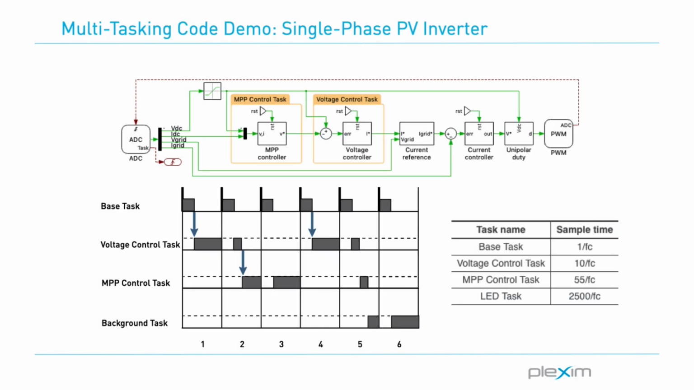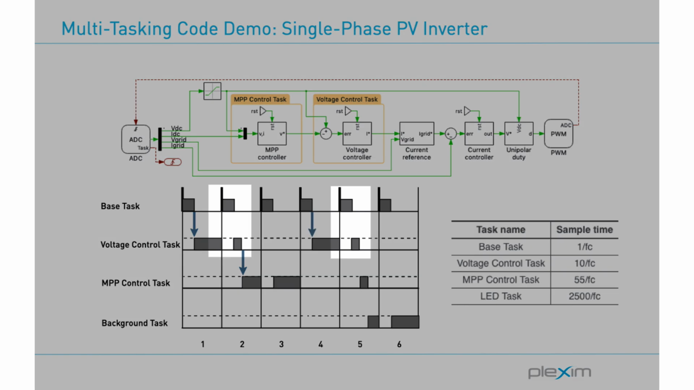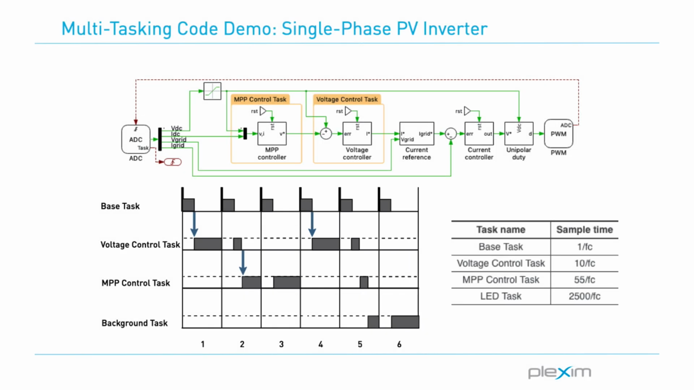I should mention that the figure is simplified for visual clarity and does not represent the real circuit. In reality, the voltage task is 10 times the sample time of the base task, but not so in the figure. Note that any higher priority task can interrupt a lower priority task. In this case, the base task can interrupt the voltage control task, which can then interrupt the MPP control task. Once these tasks are executed, the system continues with the background task, where lowest priority operations are processed. These background tasks are internal and cannot be accessed by the user through the PLECS Coder.